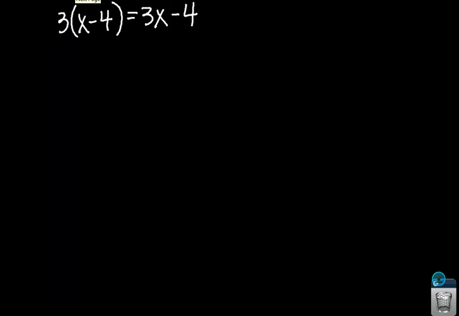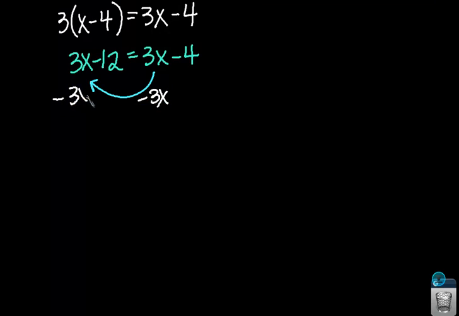If we look at this equation, we have 3 times the difference of x and 4 is equal to 3x minus 4. So when we distribute that 3, we get 3x minus 12 equals 3x minus 4. And if the first thing I want to do is try to move that x value over to the left so that all the variables are on the left side of the equation, I have to do that using the subtraction property of equality. When I do, 3x minus 3x cancels to 0, leaving us with negative 12. And 3x minus 3x cancels to 0, leaving us with negative 4.